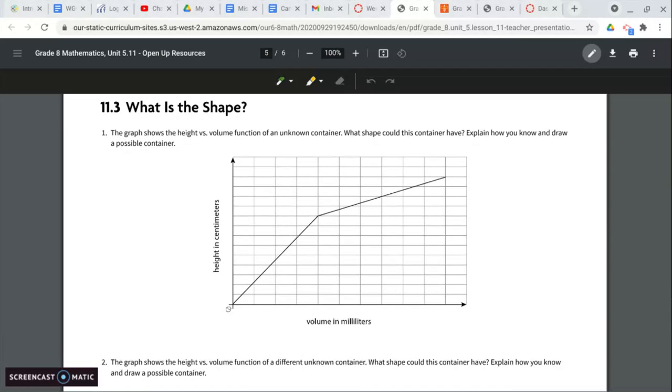All right, so what's the shape? The graph shows the height versus volume function of an unknown container. What shape could this container have? Explain how you know and draw a possible container. Notice we have it going at a pretty fast rate here, and then it kind of slows off in how fast it's growing.